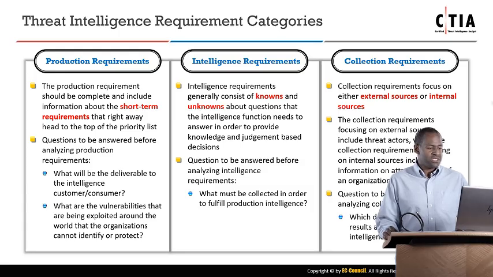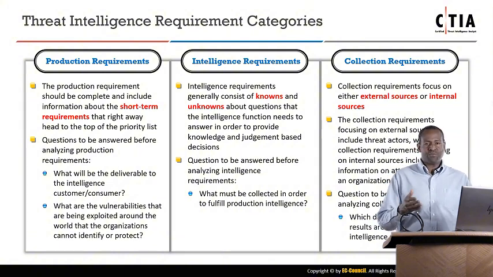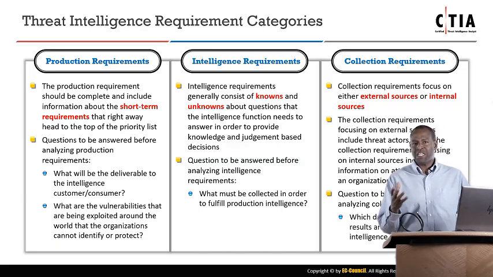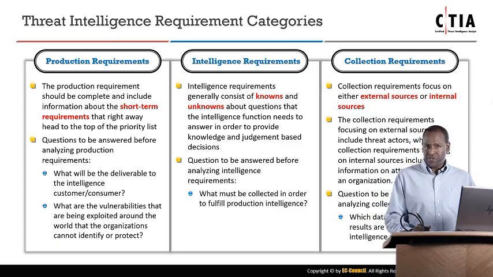So here's some questions that need to be answered before analyzing your production requirements. What will be the deliverables to the intelligence customer/consumer? What's going to be delivered? If we find out what needs to be delivered, then we'll know what that production environment needs to produce, and we can correctly guide that structure.